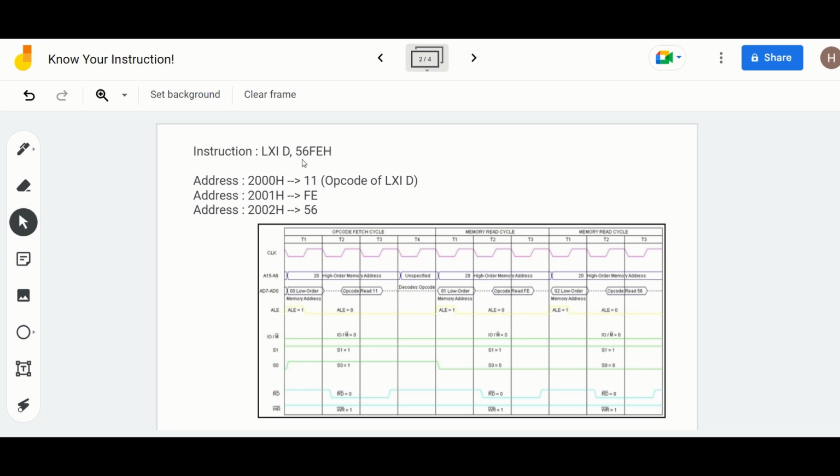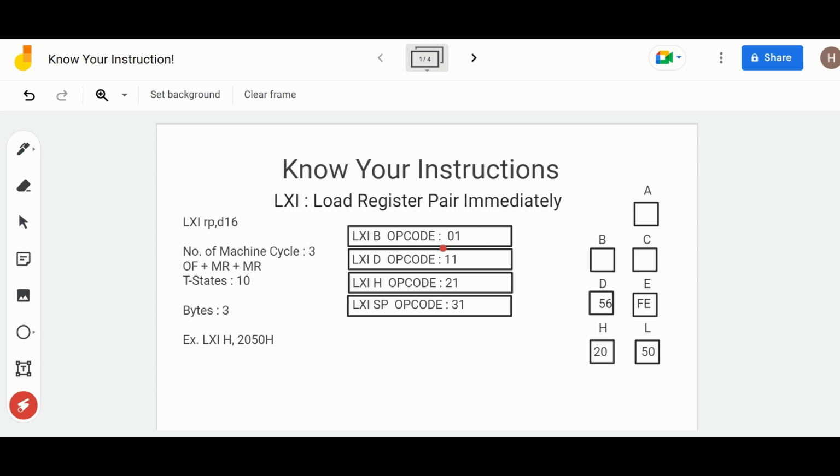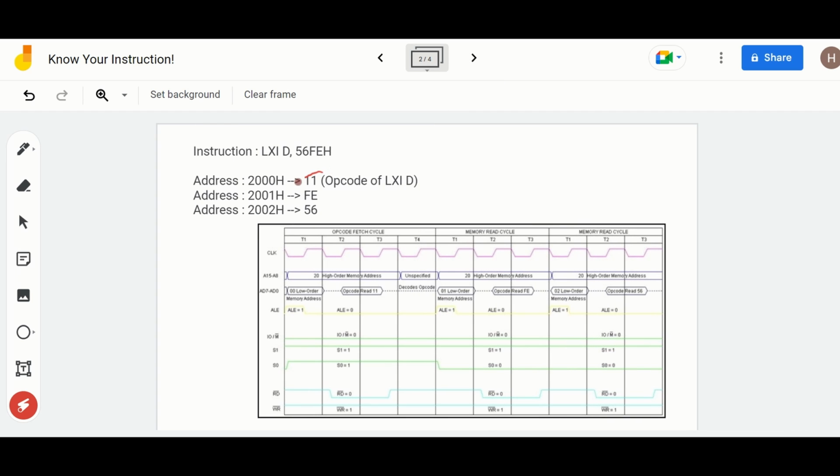So when you do this, your first machine cycle, opcode fetch, will take the address 2000H and the opcode of the particular instruction. For example, whenever I go for LXI D, the opcode will be 11. Opcode is a unique identification of a particular instruction, like your Aadhaar card or your driving license. Here you can see that for LXI B, 01 is used, for D 11, for LXI H 21 and for LXI SP 31. These are the opcodes of these instructions. Whenever you write these instructions, this opcode will activate and indicate that the LXI D instruction has just been written.